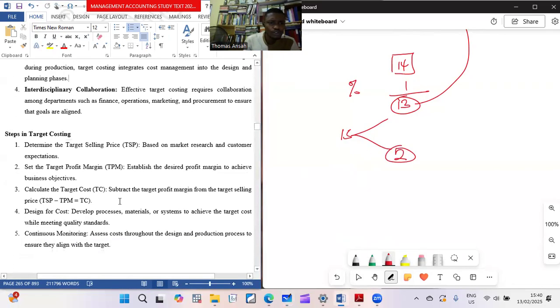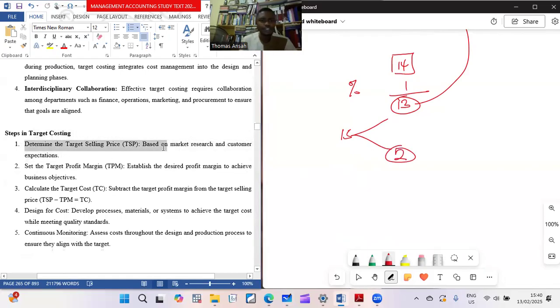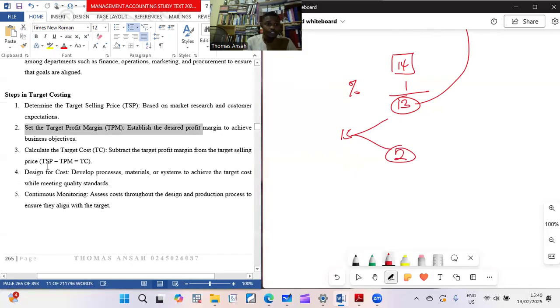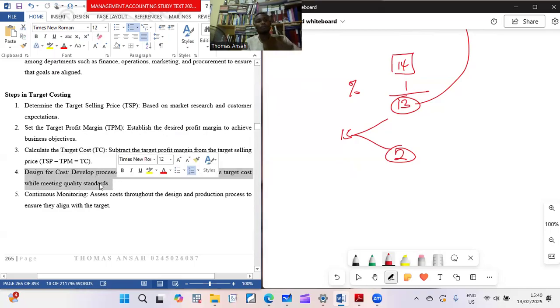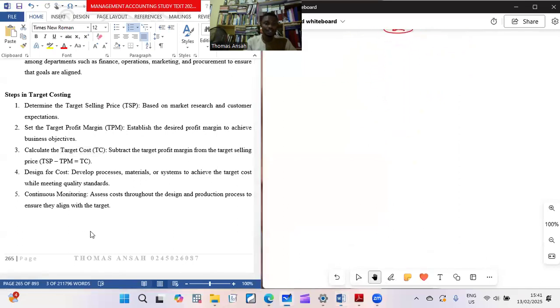So what do we do in target costing? We have to first determine our selling price, the target selling price based on market research or customers' expectation. Then set our profit target. Then the targeted selling price minus your profit margin will give you the target cost. It's very, very simple. Then you design your cost to compare with the target cost. And if there is any cost gap, you will see.